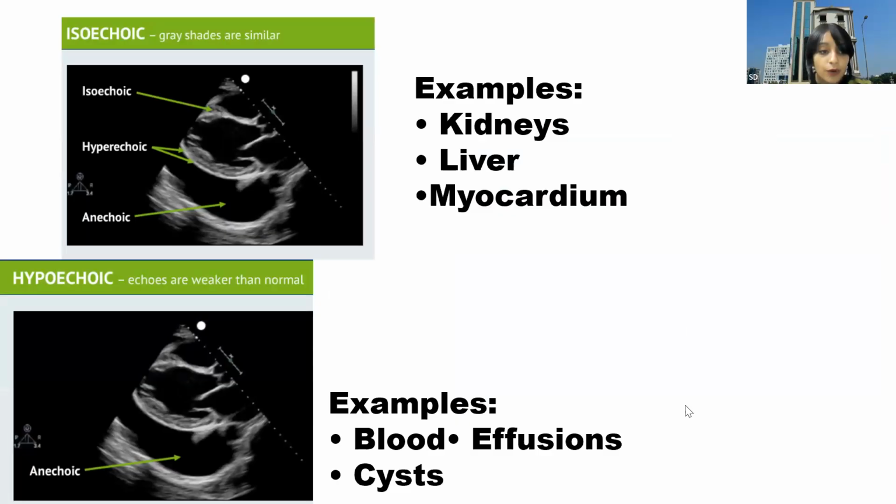Then what we see is hypoechoic structures, where the echoes produced are weaker than normal. Examples are blood, and in case of effusion or any cyst. And then there's something called anechoic, where the ultrasound which is traversing goes and doesn't reflect back. So we see it as a black area.